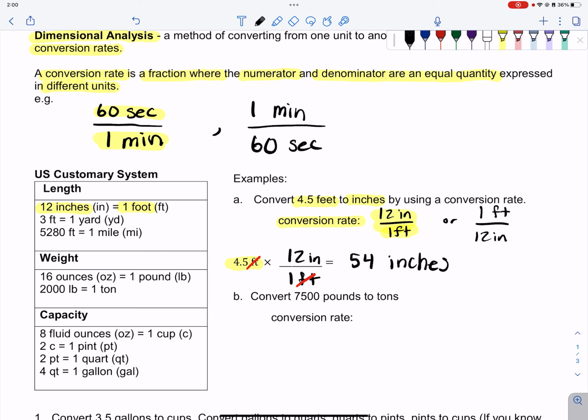The next one, we want to convert 7,500 pounds into tons. So now if we take a look over at the left, we can see that 2,000 pounds is equal to 1 ton, which means my conversion rate, I'm either going to be using 2,000 pounds over 1 ton, or we might be using 1 ton over 2,000 pounds.